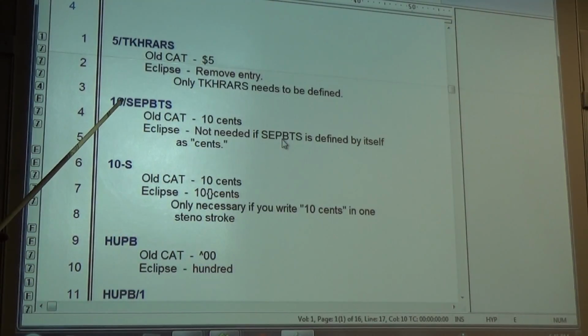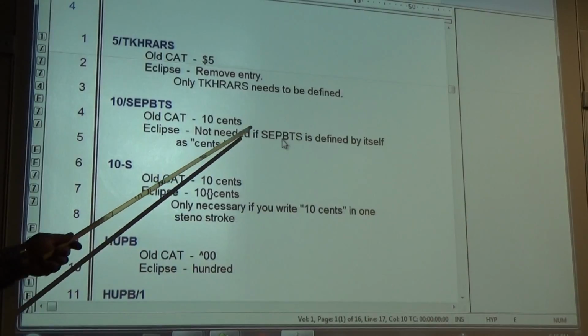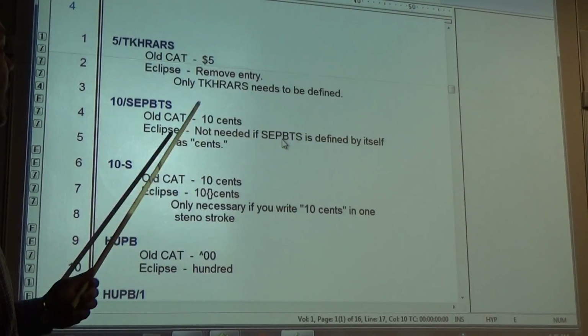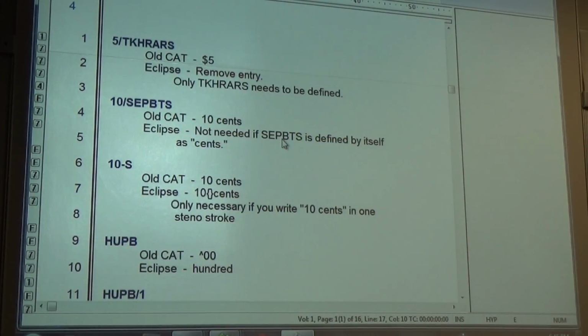Same thing with cents. Not needed if cents is defined by itself as cents. Okay? But you have to be able to stroke them differently. So whether you write sense as in smell, sense, or like common sense, SENSE, you have to write these different. Okay?